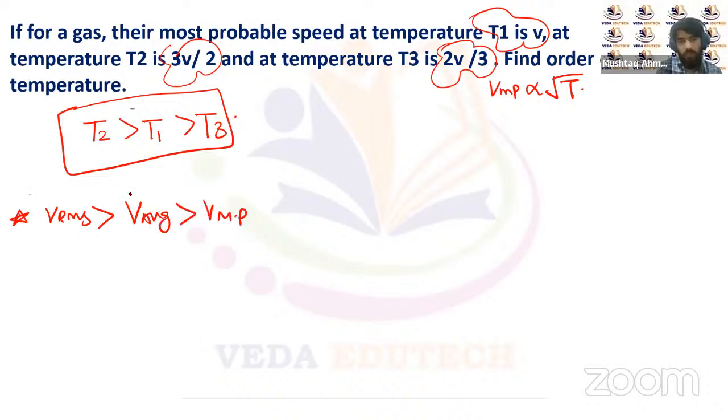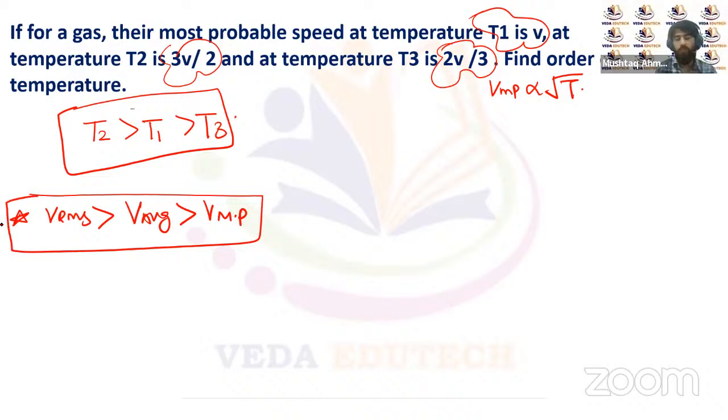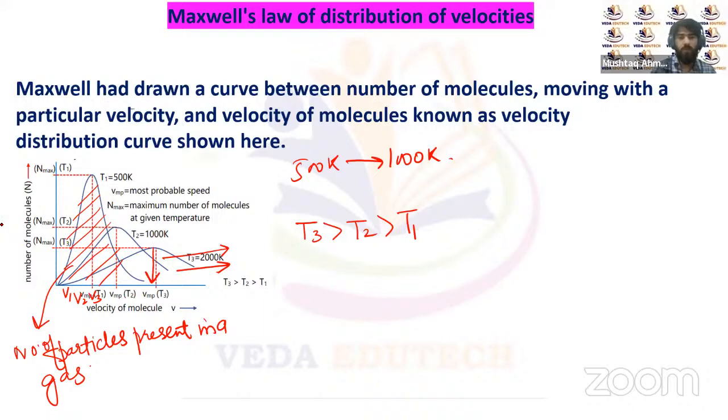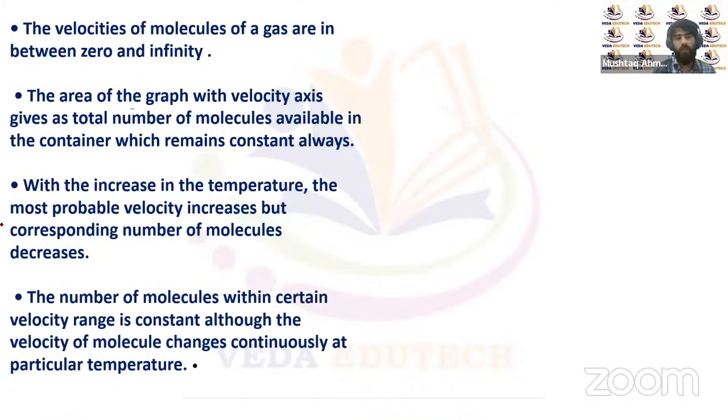Among all these speeds, the RMS speed has always a greater value than the average speed and the most probable speed, right? So these are a few conclusions from the Maxwell Boltzmann distribution, right? The first conclusion was that the velocities of molecules of a gas are in between 0 and infinity, right?